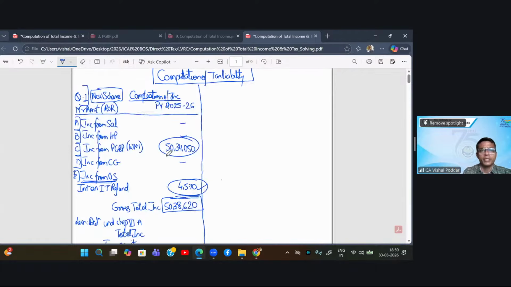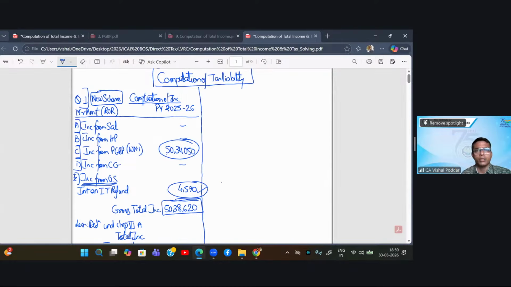So this is my computation under the new scheme. Now, since I have to optimize this, I have to also parallelly do the old scheme.